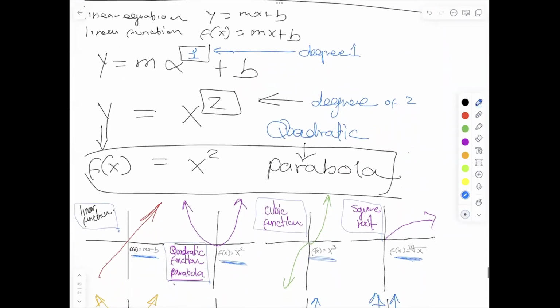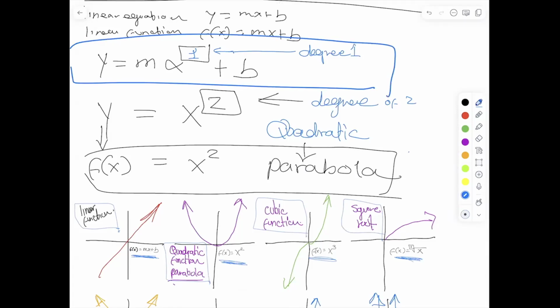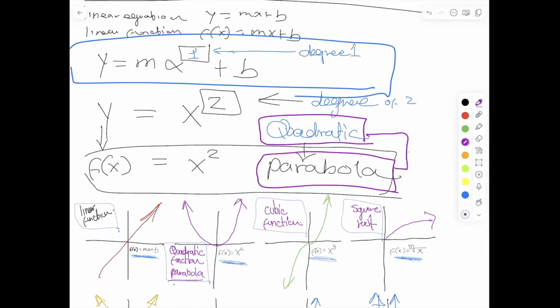And then we went into, okay, well, we've been talking about linear equations and we have a degree of 1. Well, what happens when we have not a linear equation, but an equation that has a degree of 2? Well, I said that has a special name, and that's called a quadratic. And that also has another name. These mean the same thing. Quadratic and parabola.